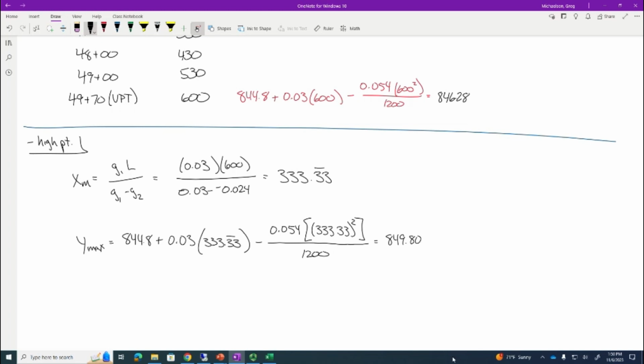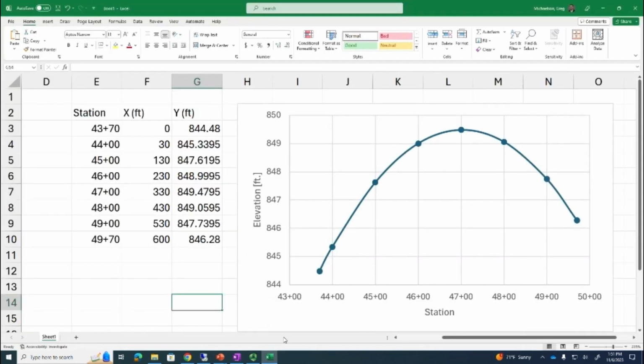Okay, let me show you something real quick. So the X was 333.3. That's really close to station 47. And if you look at station 47, look at what we have here. That's about where the max is, right? So the max matched about where we had that stake anyways. Okay? Does that make sense? All right. I will leave you to it, and I will see you on Wednesday.